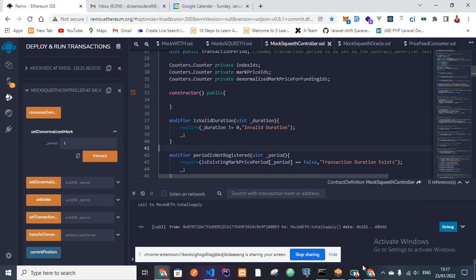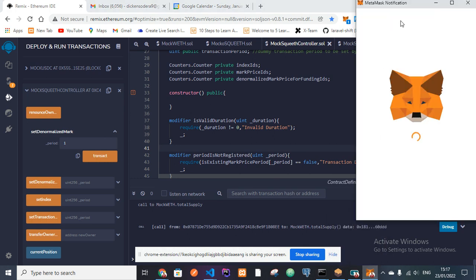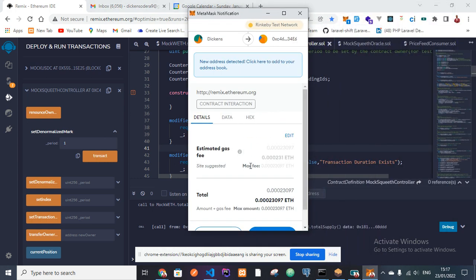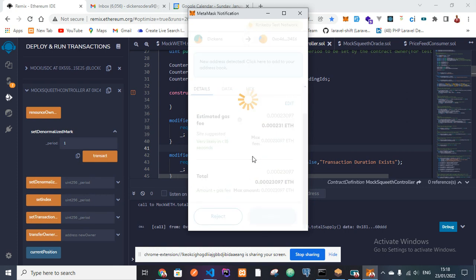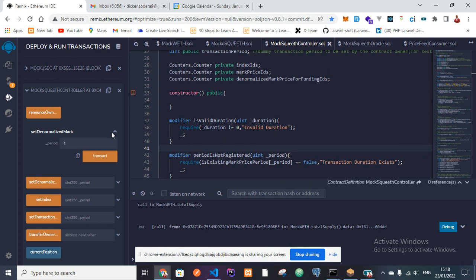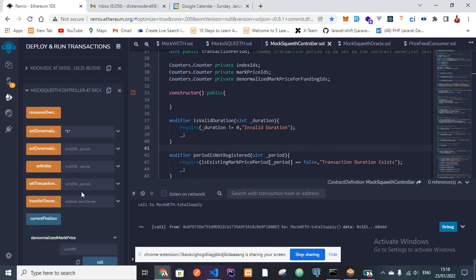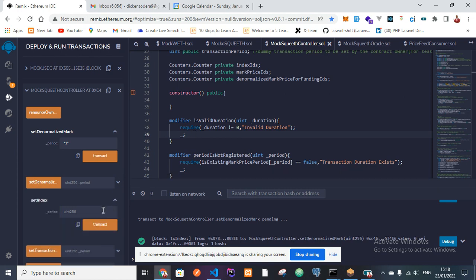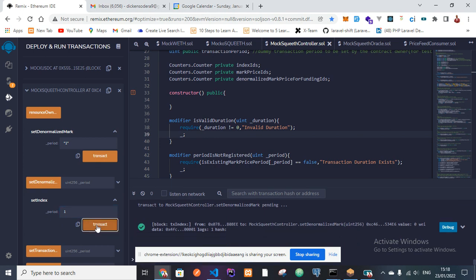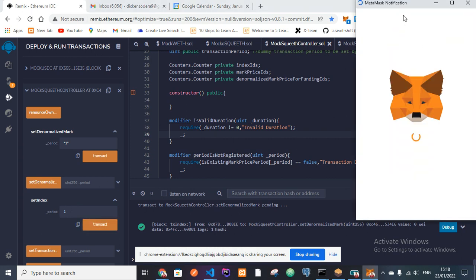So let me confirm this first. It's not a payable function, but you have to pay the gas fees. The mark price here in our case from the Opyn protocol is a squared ETH price. Then the index for our case from the Opyn protocol is an ETH squared price. So let's set that for our first period.